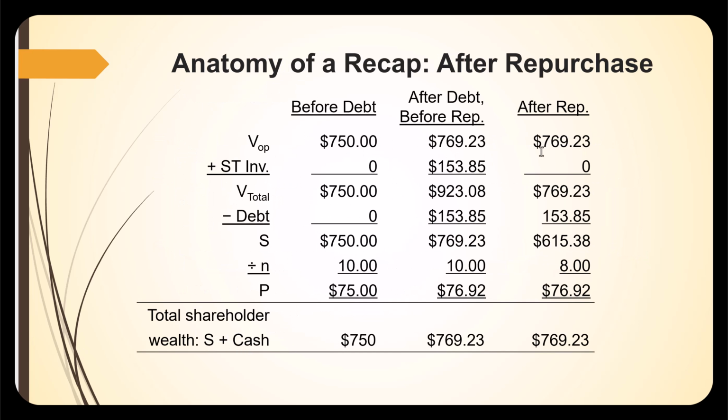After the repurchase here, you see 769 is the value of the company. We use this short-term debt to buy back the stock. So again, we currently still have this 153.85. We still have that debt. Here's the new value, the stock price, 615. Now you divide it by the 8 million shares left. The stock price is the same. So now at the end, after this repurchase, shareholders are no better or no worse off because of the repurchase.